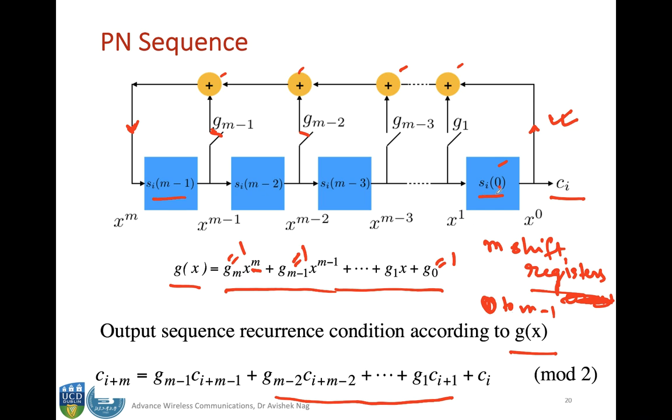So let's say all these M shift registers are loaded with some initial bits. So the first M minus 1 clocks will give you the output that are equal to these initial loaded values in the shift registers. After the M minus 1th clock, from the Mth clock onwards, CI plus M is given by this recurrence relation. So CI plus M is a function of CI to CI plus M minus 1. Whatever is the output here is determined by this recurrence relation.